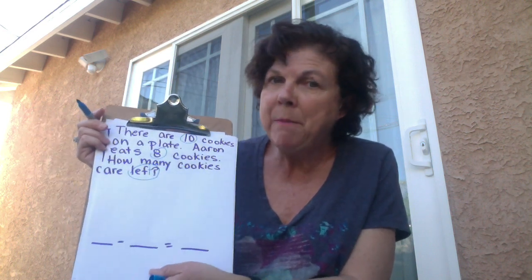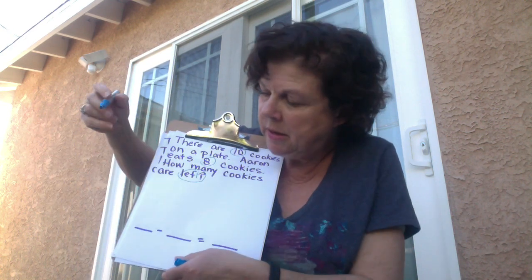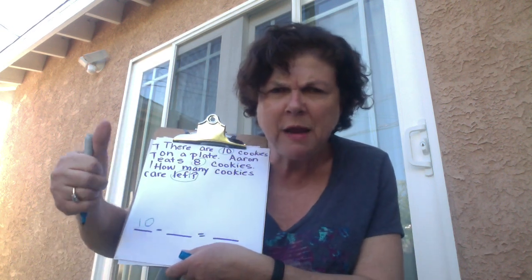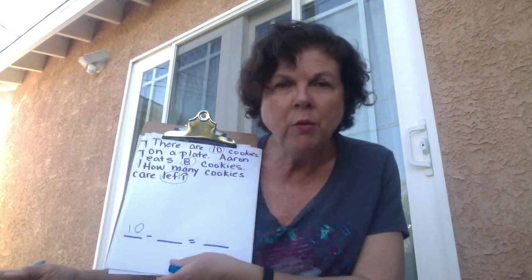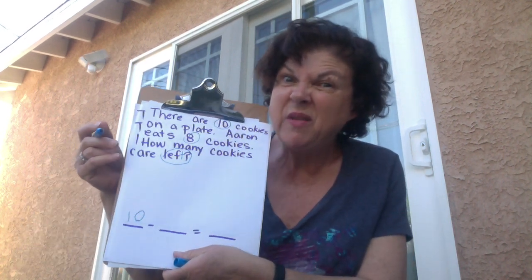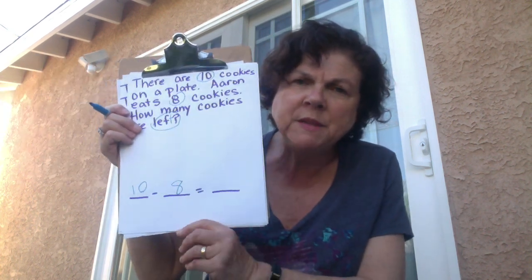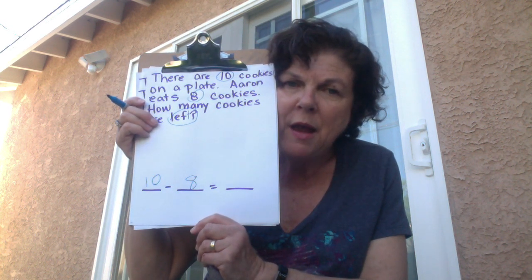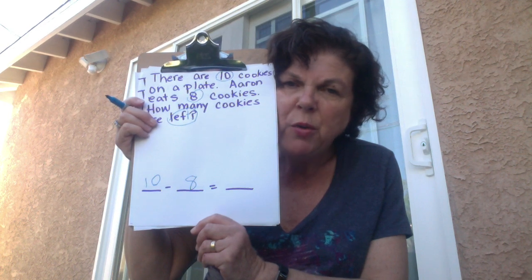Okay, so my first number I'm going to put is 10, because that's how many he started out with. And so I should have 10 manipulatives. Give me a thumbs up if you had 10 first. Okay, and then Aaron went ahead and ate them. He ate some of them, so I'm going to put that number second, 8. And I hope, give me a thumbs up if you took away 8 of them. You took away 8 of them. And then how many do you have left?